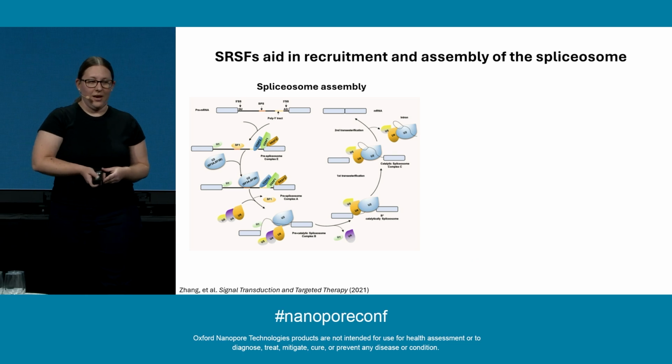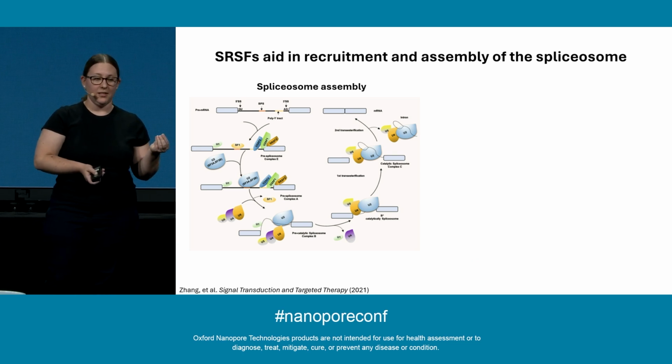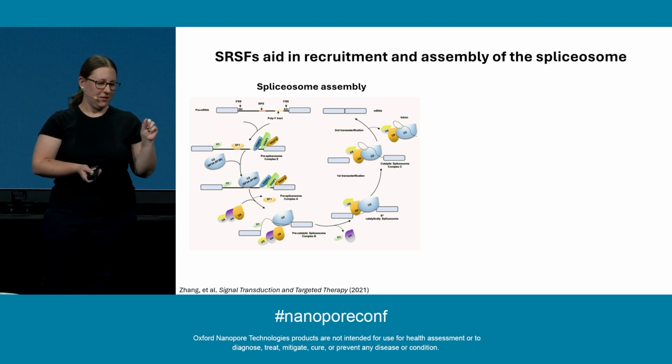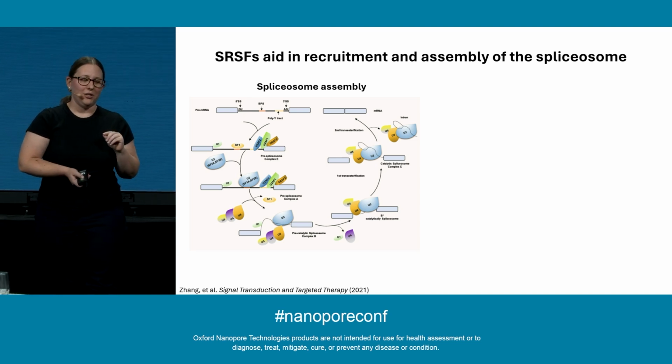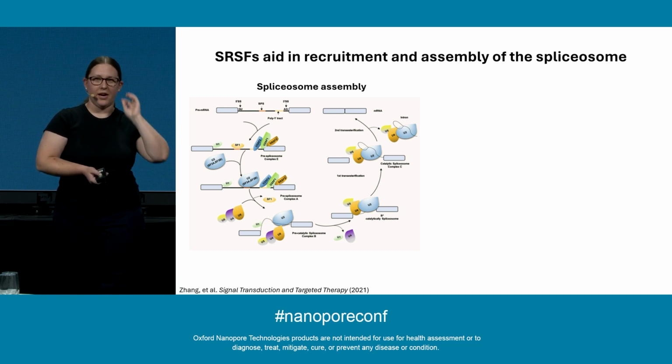And basically, they aid in the recruitment and assembly of the spliceosome, which is the machinery necessary to perform splicing, where you splice out introns or exons. And you can see this tiny orange factor, which is SRSF2 in this picture, but SRSF7 performs in a similar manner at the beginning of this entire process to recruit these factors.